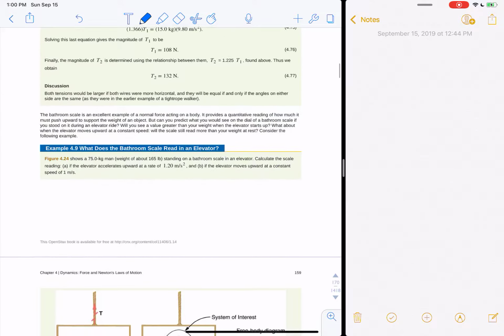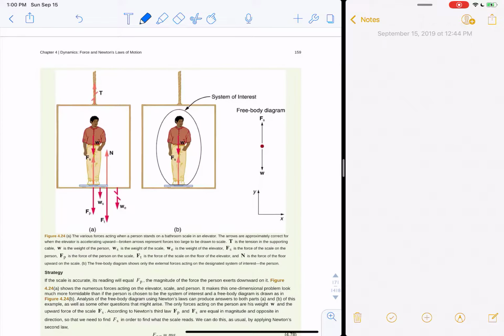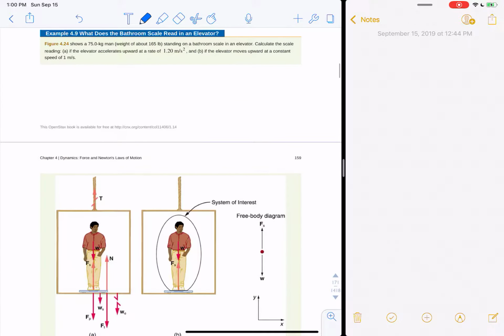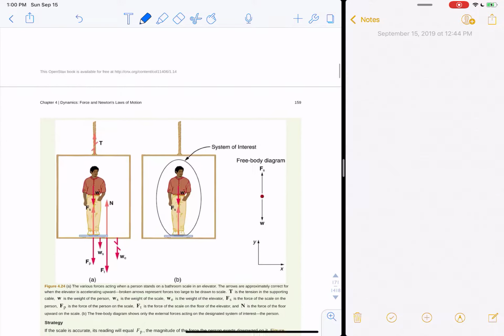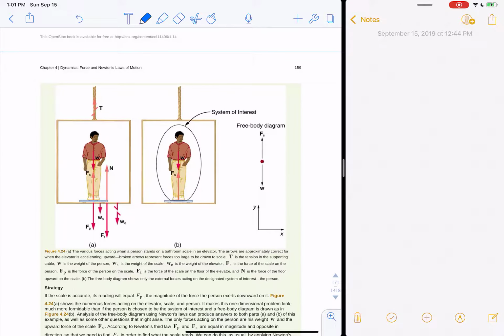Okay, now we've got what looks like a person trapped inside a rope-powered elevator or something like that. We've got a man standing on a scale in an elevator. This is an elevator pulled up by a rope. Calculate the scale reading if the elevator is moving up at a constant speed. If the thing is accelerating, that's going to be different than if it's moving at a constant speed.